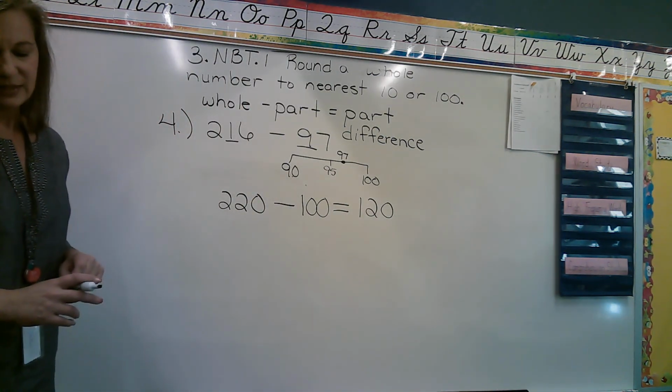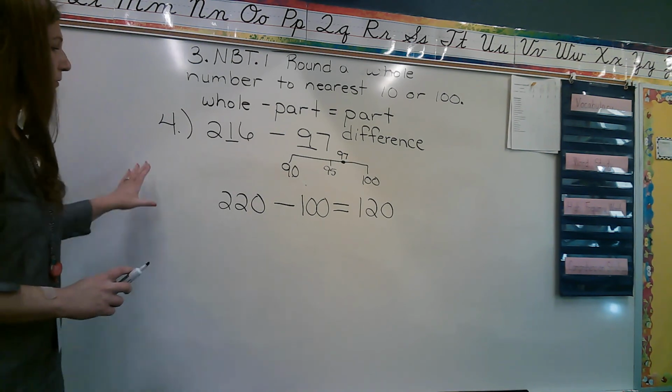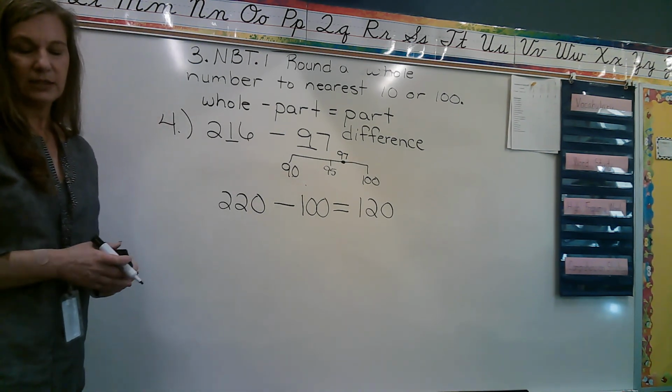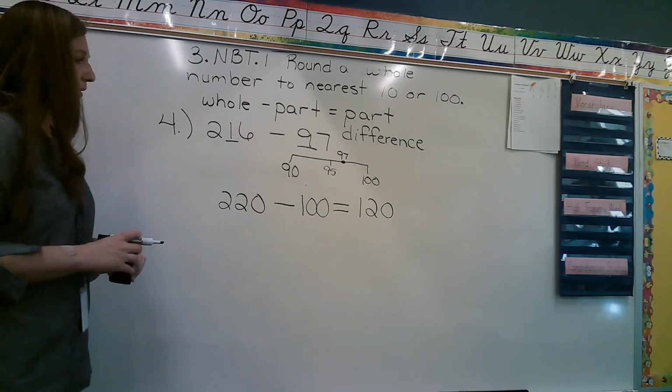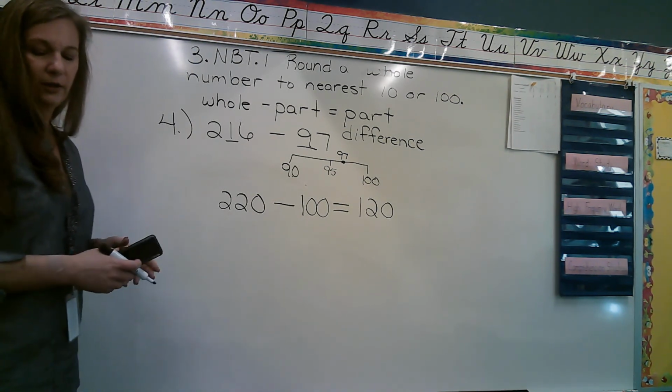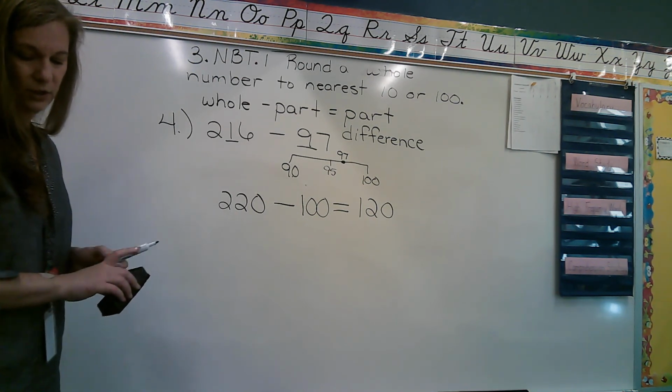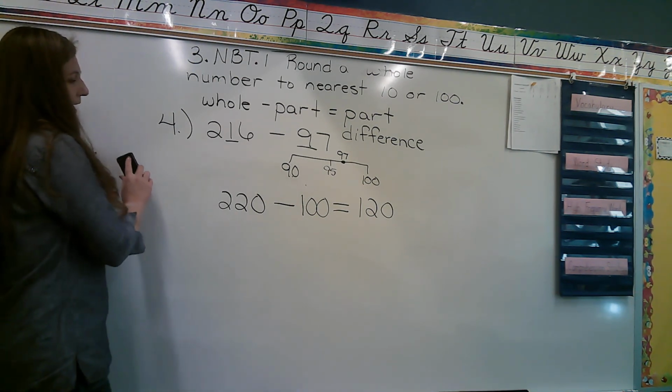On number 5 and 6, it says to use compatible numbers. I want to stick with our estimation skill of rounding. Let's get rounding secure and ingrained in our brains and have that really strong, because it's a good skill that we need to have.